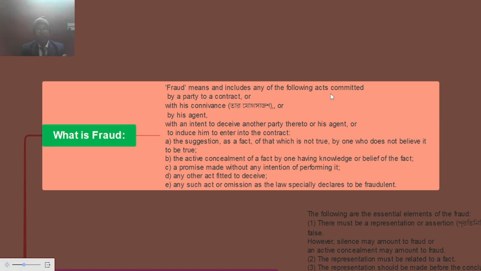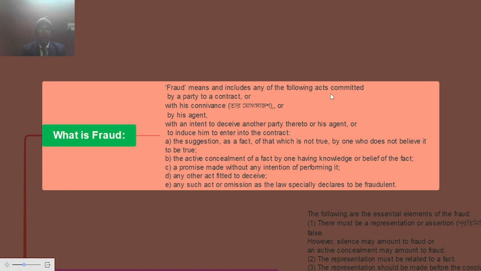The suggestion as a fact of that which is not true by one who does not believe it to be true. The active concealment of a fact by one having knowledge or belief of the fact. A promise made without any intention of performing it. Any other act fitted to deceive. Any such act or omission as the law specifically declares to be fraudulent.